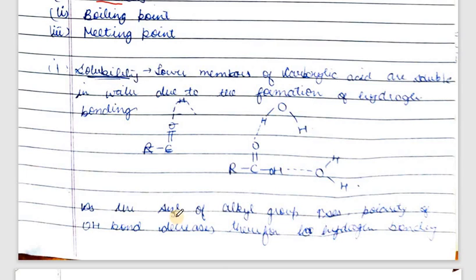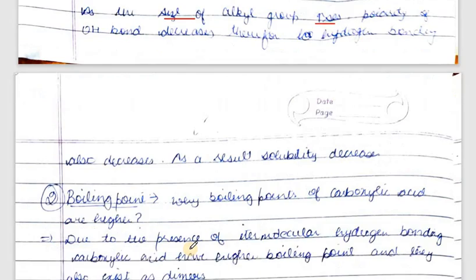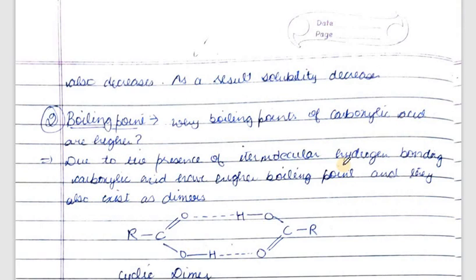But as the size of the alkyl group increases, the polarity of the OH group decreases. Therefore, the hydrogen bonding becomes weak and the solubility decreases. So lower members are soluble in water, but when the alkyl group increases, then the solubility decreases. So next is boiling point.